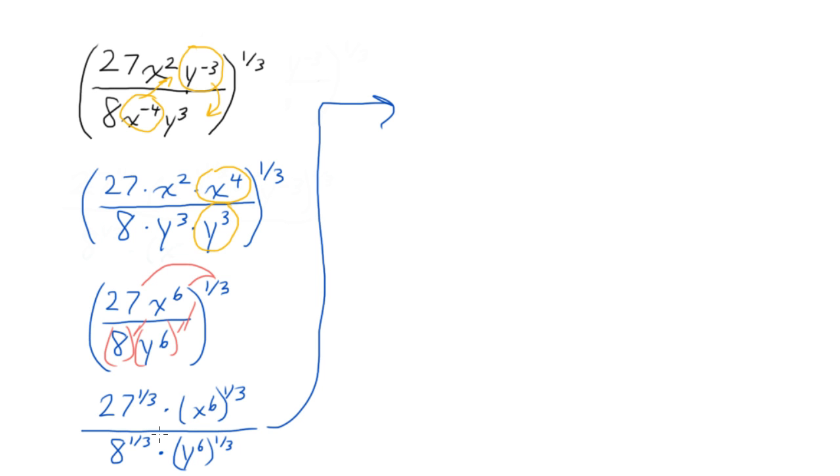So 27 to the 1/3, that's the cube root of 27. So what would you multiply by itself 3 times to be 27? That is 3. 3 times 3 times 3 is 27. Now, x to the 6th raised to the 1/3. When you have an exponent raised to an exponent, you multiply those exponents. So x to the 6th to the 1/3 means that you multiply 6 times 1/3, which gives you x squared.